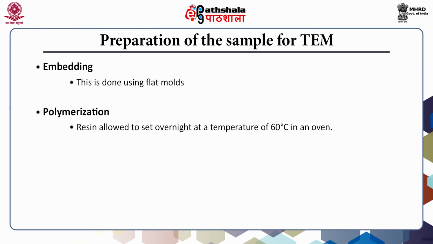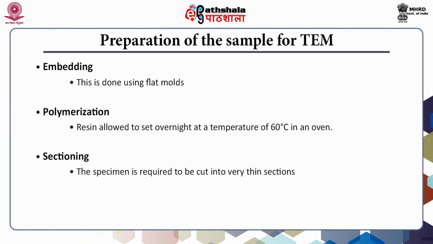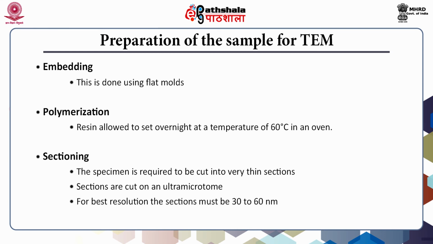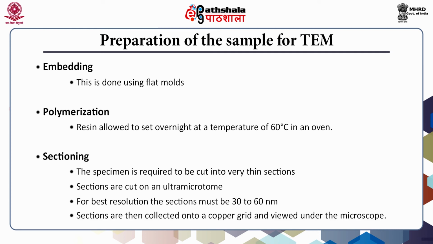Then the next step in sample preparation is sectioning. A specimen is required to be cut into very thin sections so that electrons can pass through them. These sections are cut on an ultramicrotome, which is a device with a glass or diamond knife. For best resolution, these sections must be 3 to 60 nanometers thick. These sections are then collected onto a copper grid and viewed under the microscope.